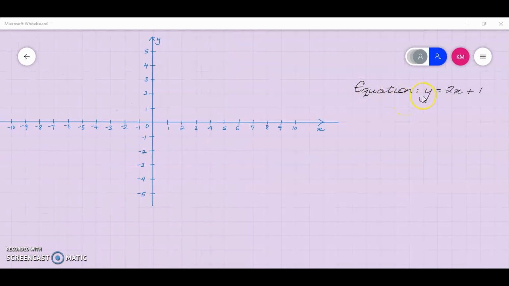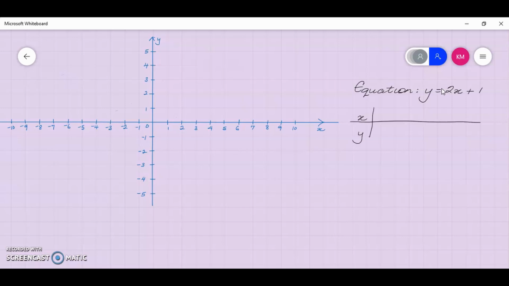Okay, so let's say we have the equation y equals 2x plus 1, and they are asking us to draw the graph for this equation. Firstly, we must have some points. Remember, that is what we plot on our Cartesian plane. We plot points on our Cartesian plane. Given this equation, we can easily get some points from it by simply creating a table of values. So we can have a table with x values and y values.